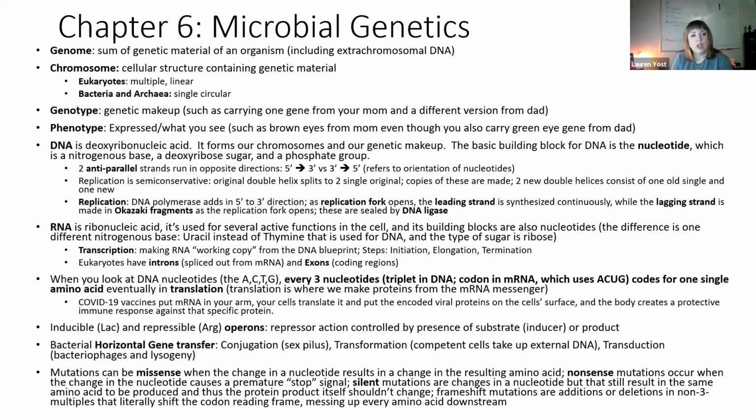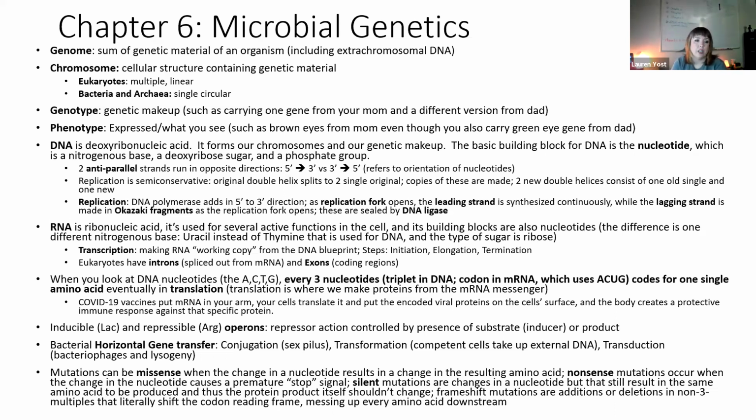All right, your genotype is your genetic makeup. So whatever gene you are carrying from your mom and gene from your dad, but maybe you're only expressing one of those, the one that's getting expressed or what we would see in the world from that result, that is your phenotype. All right, your DNA, we talked about the structure of DNA.